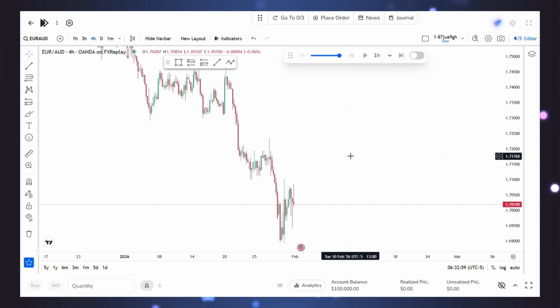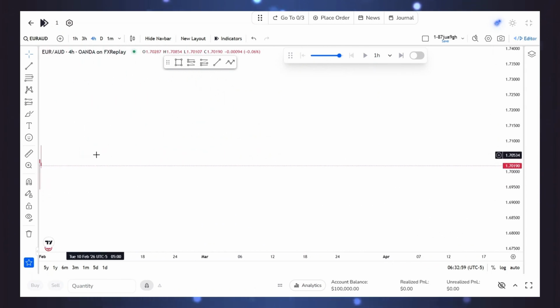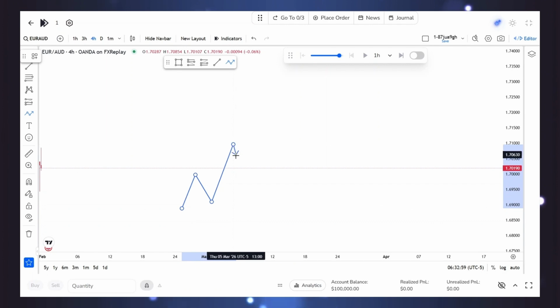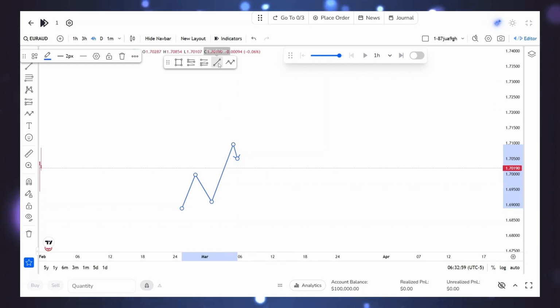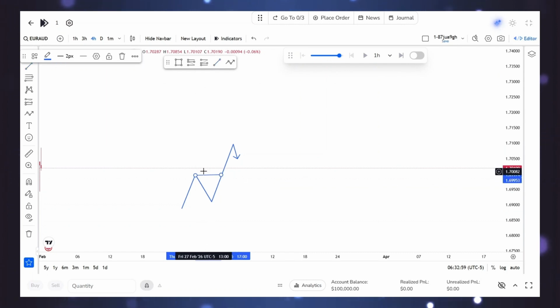This is my chart. This is my Euro AUD chart. So before I play the price, let me just break down the steps for you. The first step is identifying the break of structure on a higher time frame, which is 4H. We are using 4H to identify our break of structure. This is our break of structure right here.